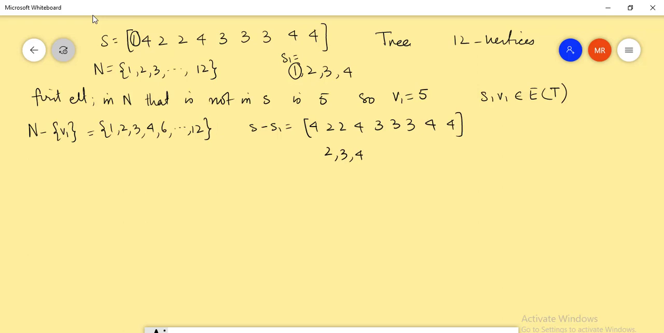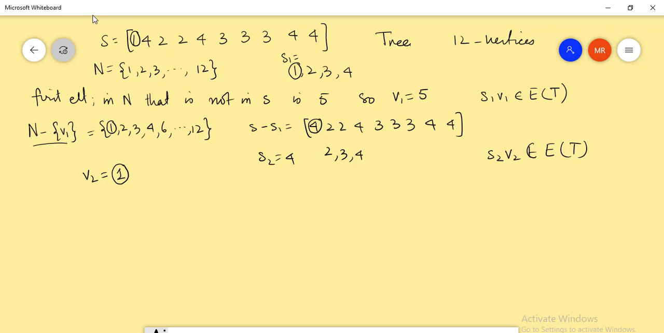So the first element in N minus V1 which is not in S minus S1 is 1. Hence V2 is 1. And we join, this is my S2, so we join 4 with 1 to have another edge. So I have S2, V2 is an edge in the tree T. S2 is 4, V2 is 1, so that's another edge.